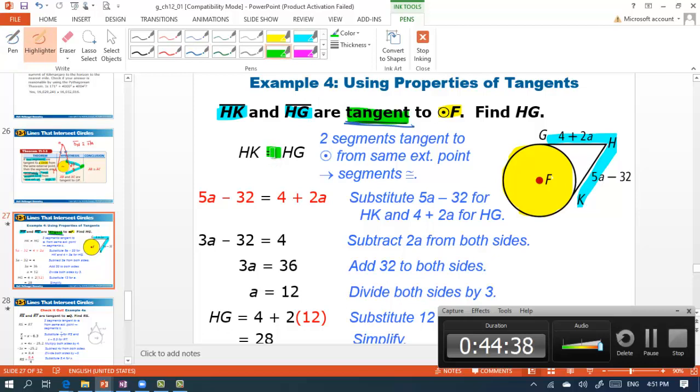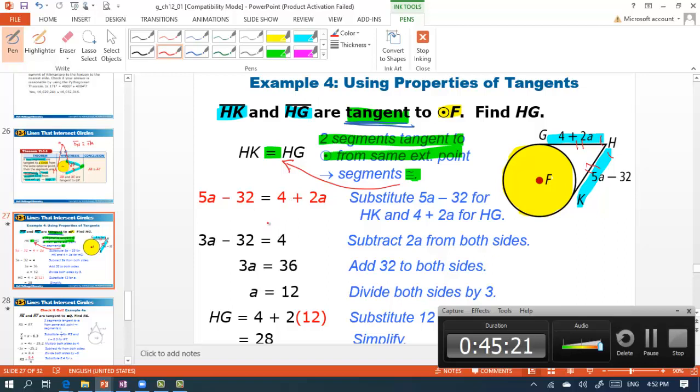it means what? They are congruent, using the theorem saying that two segments tangent to one circle from a certain point are congruent. So we are taking this property and implementing it here. They are congruent by these two lines, since they are drawn from one point, which is H. Since they are equal, let us replace: HK is 5a minus 32, and HG is 4 plus 2a.